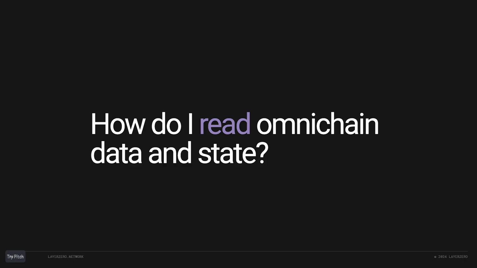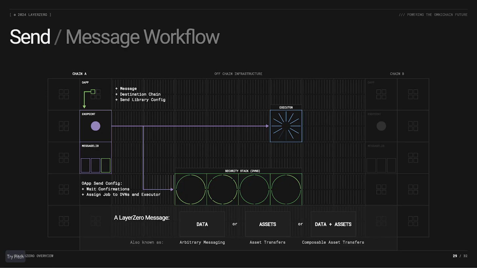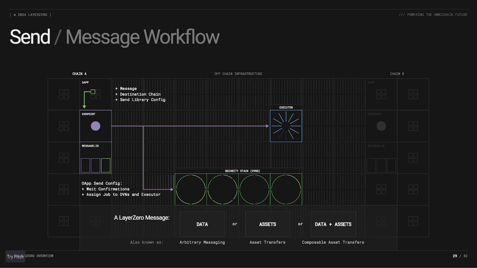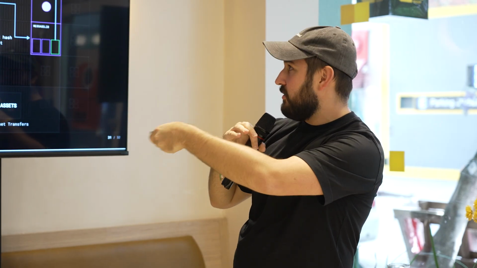How do I read omni-chain data and state? How do I take state from other blockchains that Zama may not be on yet and bring them to ETH mainnet so that I can do things that are interesting with fully homomorphic encryption? Well, looking back at our flow, LayerZero takes advantage of this via what we call our library mechanism. In the original flow, I remember I walked through how we send, we call the endpoint, these validators pick up that this message has been sent, we verify on the destination chain, execute.